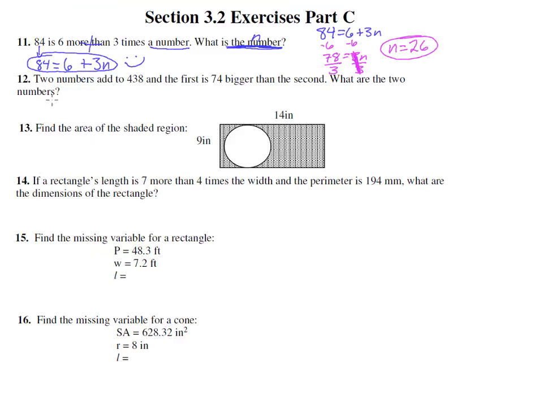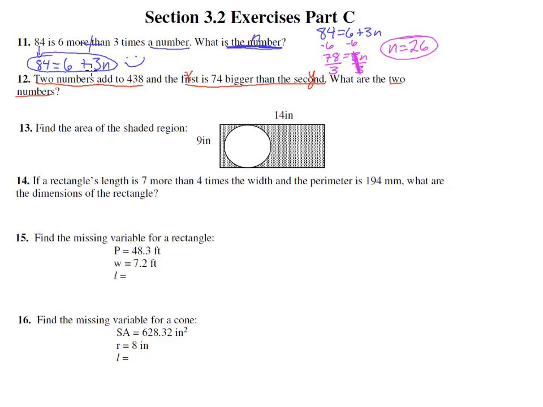The next one, number 12, two numbers. Now this is a little bit different because we're looking for two numbers here. Add to 438, and the first is 74 bigger than the second. What are the two numbers? So we have to pick two variables. Let's pick an x and a y. X is the first number, y is the second. So x and y. Let's see what this says.